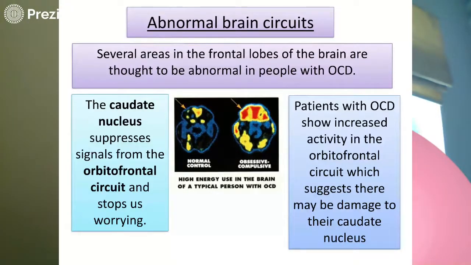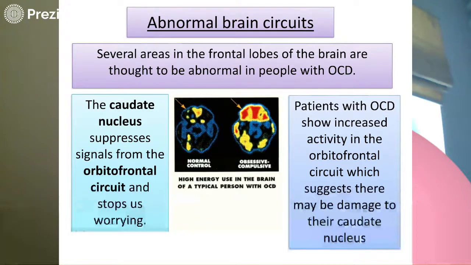This area of the brain suppresses signals from your orbitofrontal circuit. Basically, your frontal lobe is to do with detecting a threat. Normally, when you start to worry about something, the caudate nucleus is activated. And when that is activated, it suppresses this worrying and it stops you worrying. So it says, okay, this isn't something that we need to worry about, it's not a threat, we'll stop worrying about it. But some researchers found that someone with OCD has damage to this area.